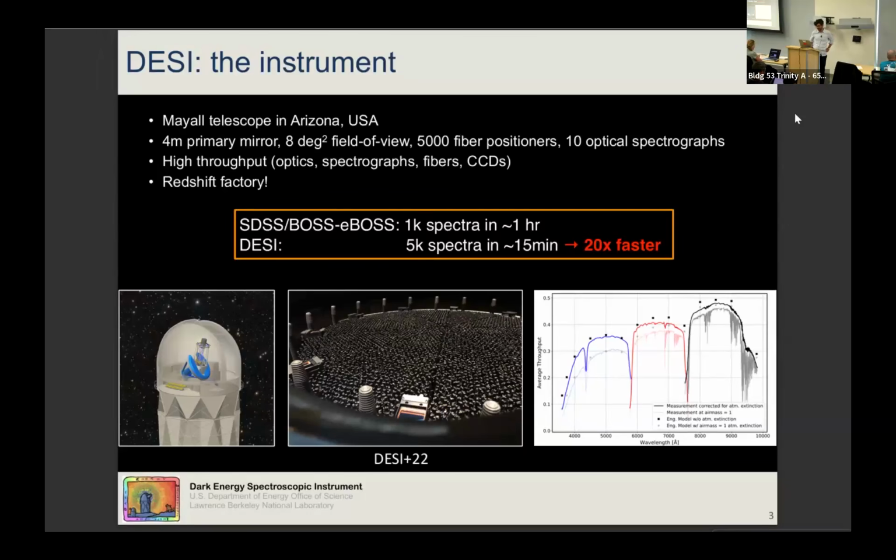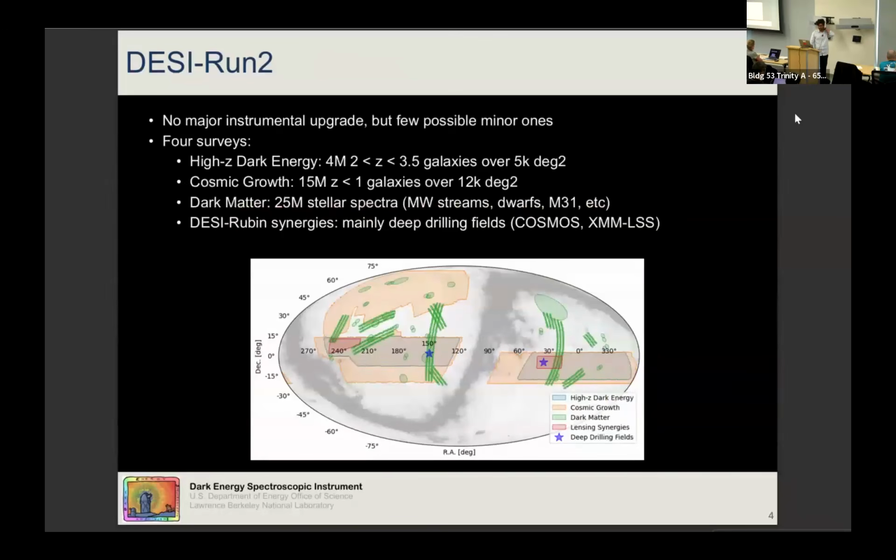Basically, the goal is to obtain tens of millions of spectra to do baryon acoustic oscillations, primarily to constrain dark energy. You have heard about it. But I'll talk about DAISY Run 2, the second phase of the experiment. The idea is to keep the same instrument, maybe with some minor upgrades, but nothing major.